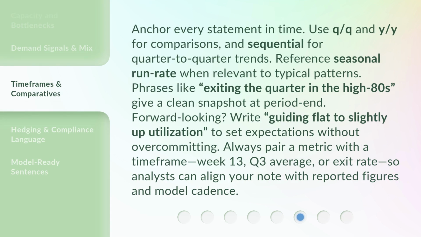Anchor every statement in time. Use Q/Q and Y/Y for comparisons and "sequential" for quarter-to-quarter trends. Reference seasonal run rate when relevant to typical patterns. Phrases like "exiting the quarter in the high 80s" give a clean snapshot at period end. Forward-looking? Write "guiding flat to slightly up utilization" to set expectations without overcommitting. Always pair with a time frame, week 13, Q3 average, or exit rate, so analysts can align your note with reported figures and model cadence.